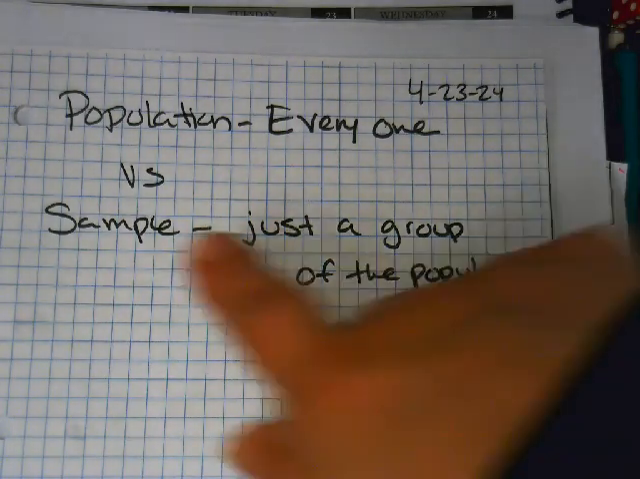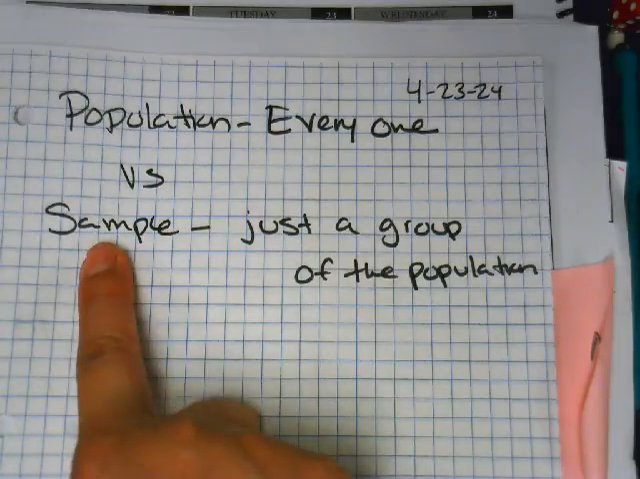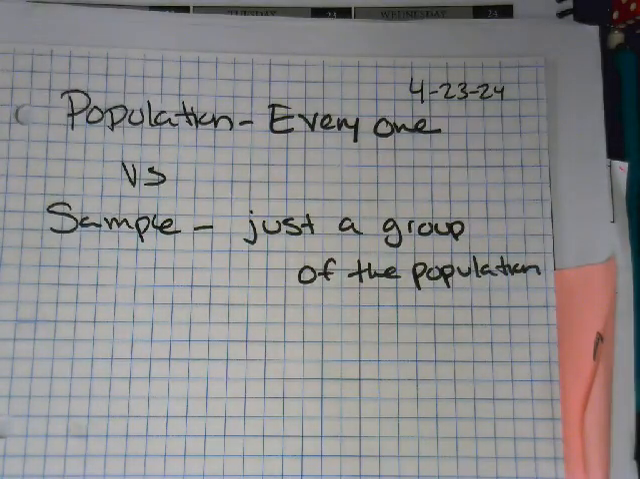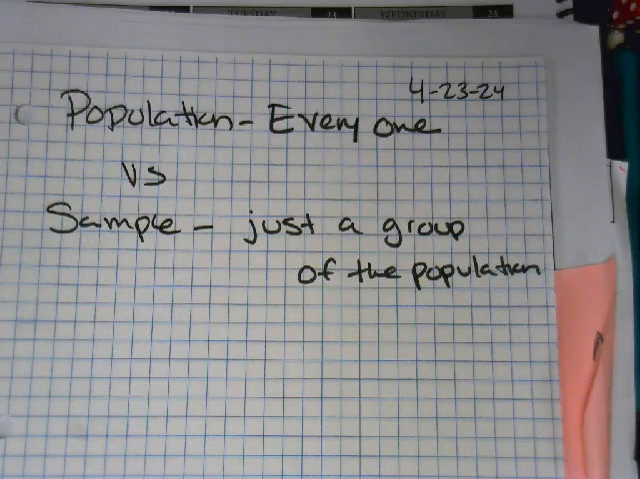So population is everyone. Sample is just a group of that population. You want to make sure you're asking the right people. Okay, if I want to buy Spider Lab lunch, do I want to ask the first graders? No, that's the wrong population or sample, right? You also want to be fair, right?